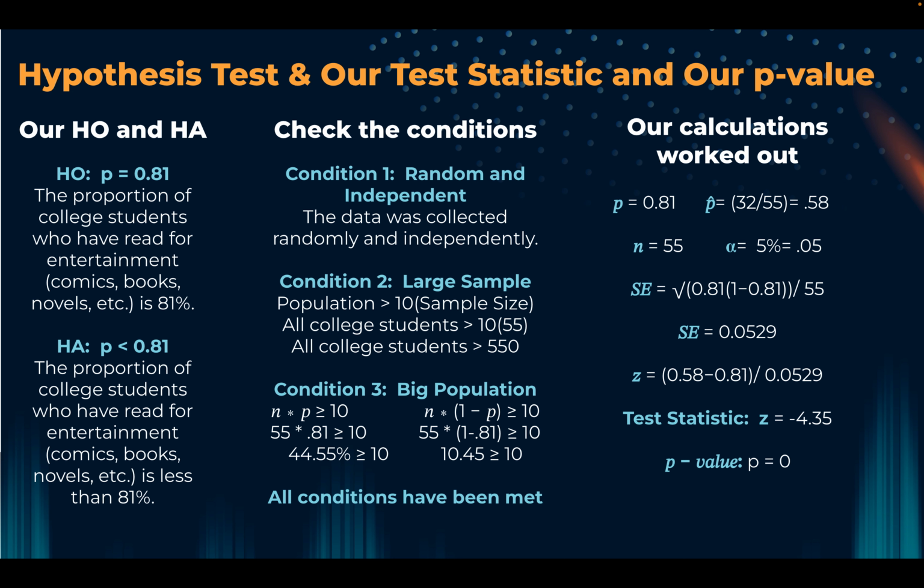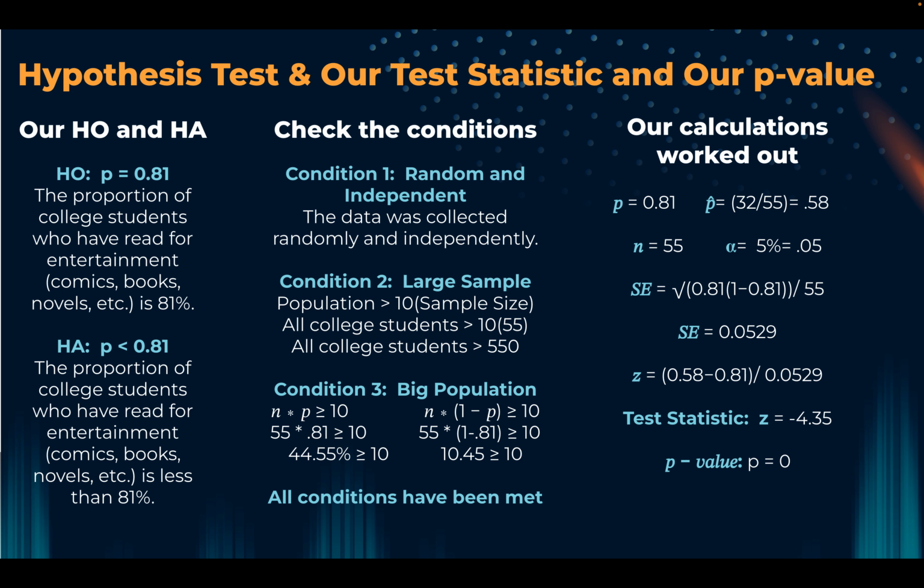We checked all of our conditions and we found that all of our conditions have been met. As for our calculations, our population proportion, or p, is 0.81. Our sample proportion, or p-hat, is 0.58. Our sample size, or n, is 55. And as we already know, our alpha is 5% or 0.05.